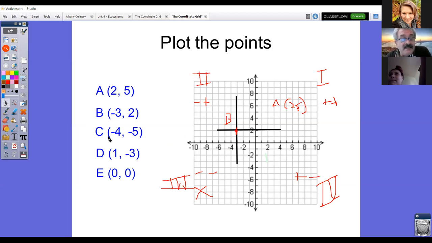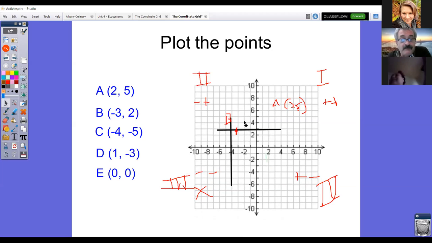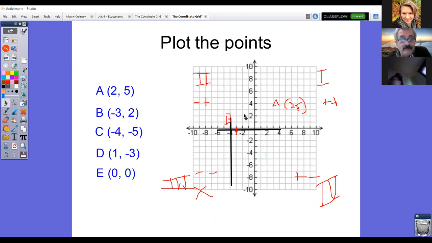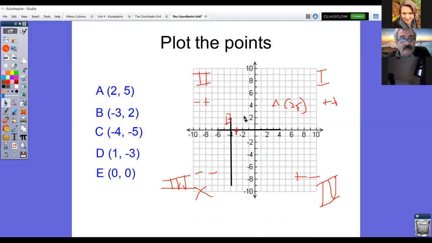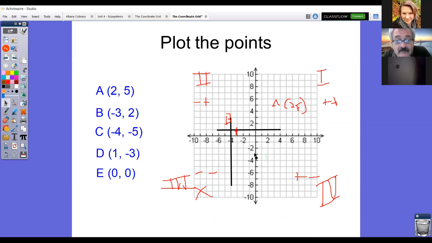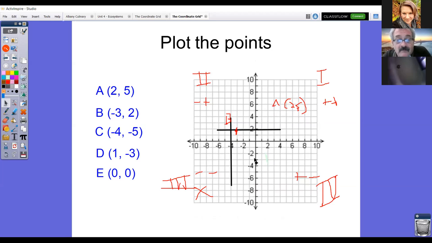And we've got negative 4. I'm going to move negative 4, and then I'm going to move to negative 5. And here's our point C.